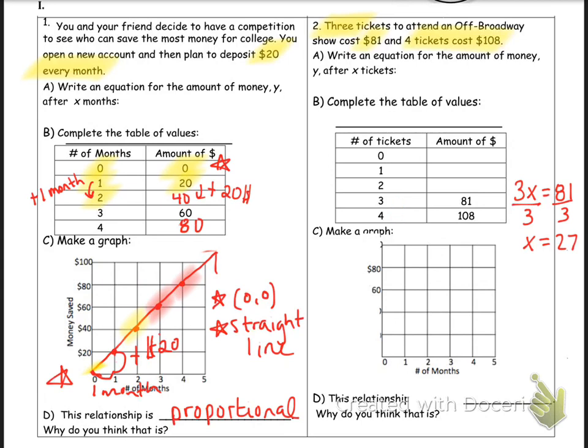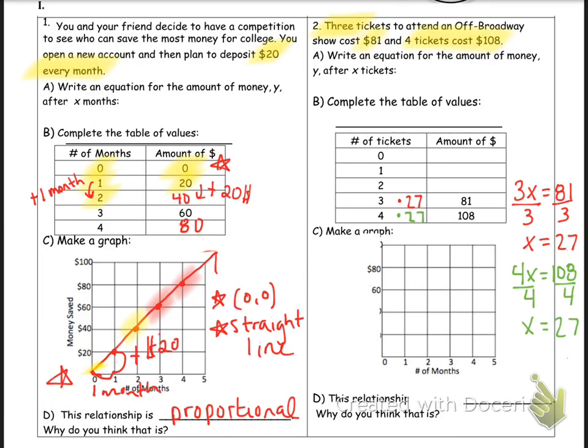So I'm going to get rid of my X. And I know that it was 3 times 27. That gave me 81. Well, let's check and see if that's the same for 4 tickets. So we know 4 times X equals 108. So we can divide by 4. We get X equals 108 divided by 4, which is 27. So is this relationship proportional? Are you multiplying by the same thing? Is it staying constant? Yes, it is.